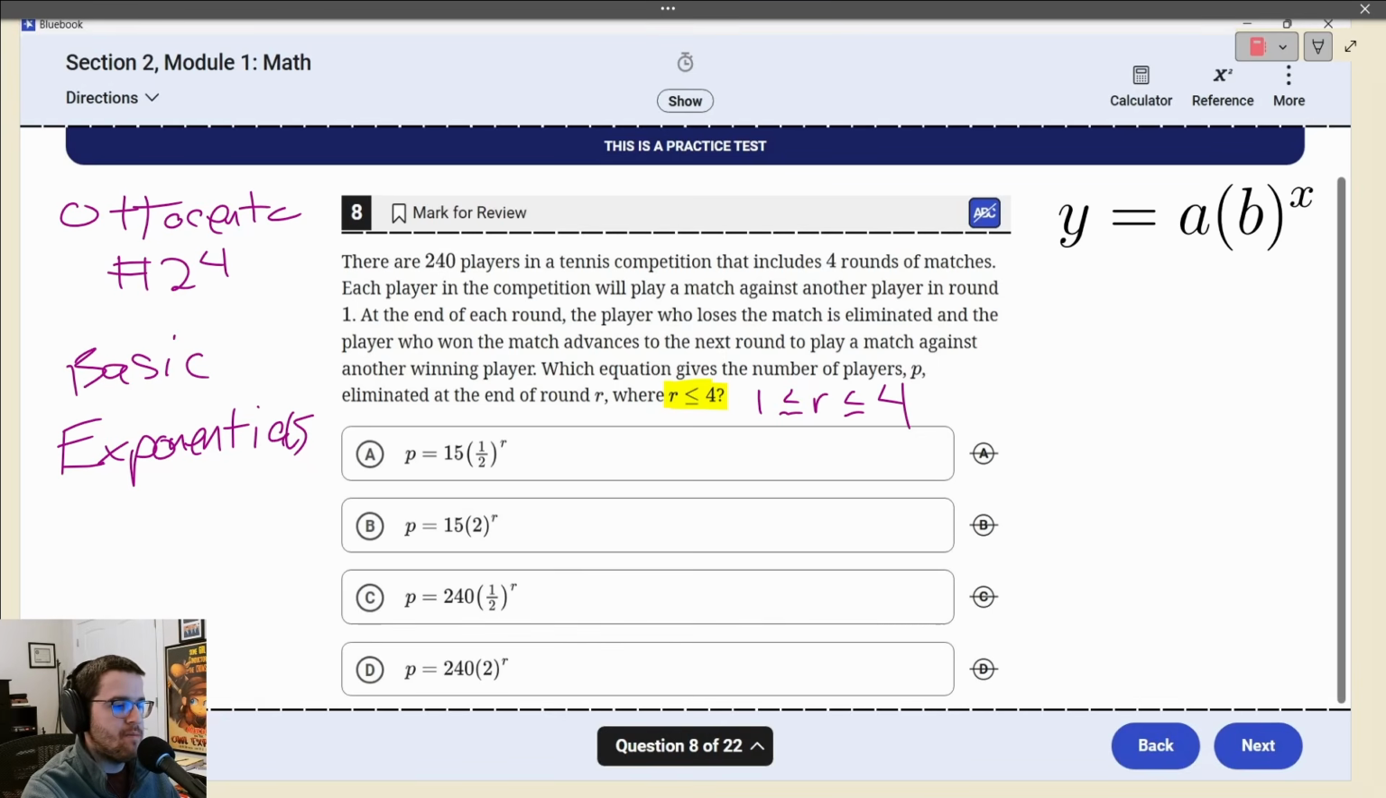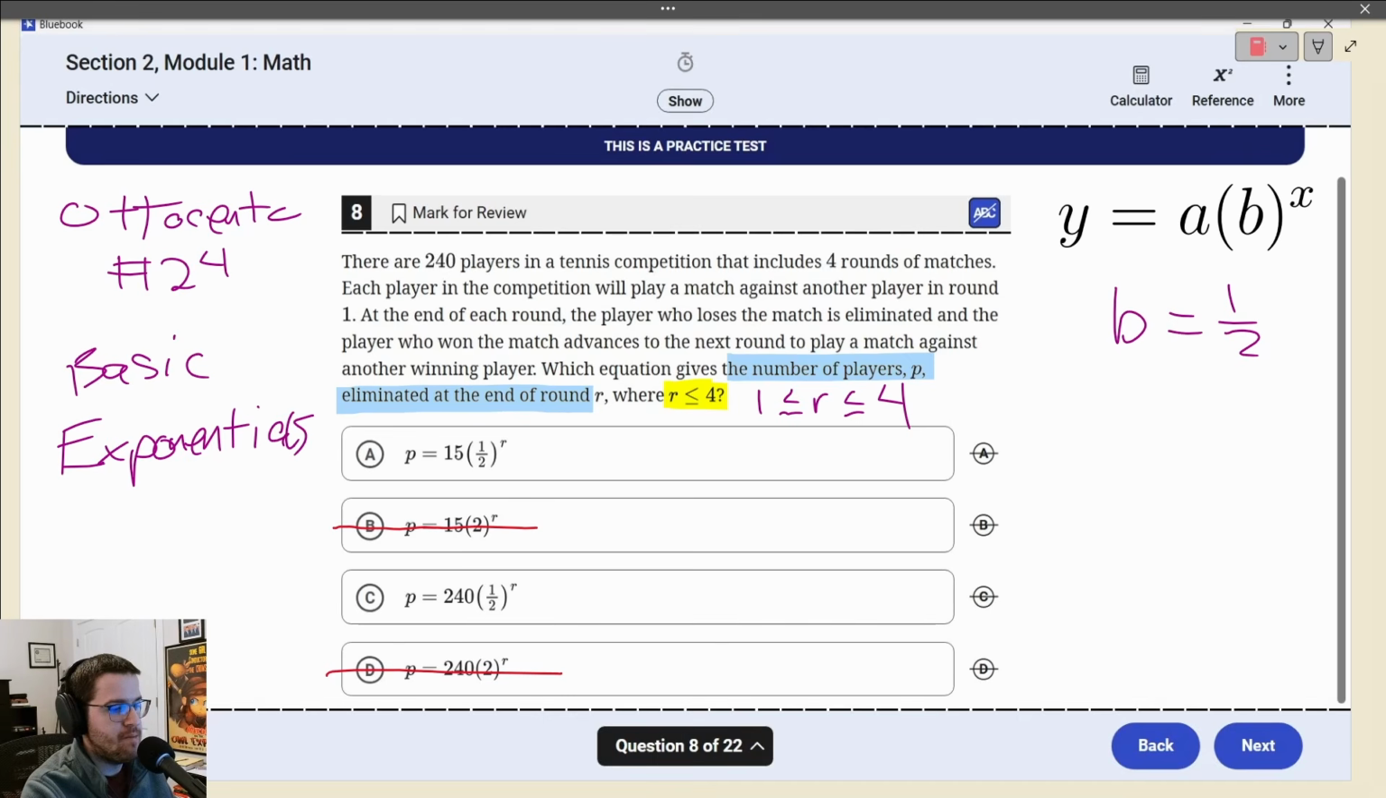Anyway, so really important here is I think what's at the end, right? So it says which equation gives the number of players P eliminated at the end of round R. So it doesn't mean cumulatively how many people have been eliminated. It wants to know how many are eliminated at the end of that particular round. Well, it explains at the beginning that half of the people are getting eliminated at the end of each round, right? So the multiplier is for sure 1/2.